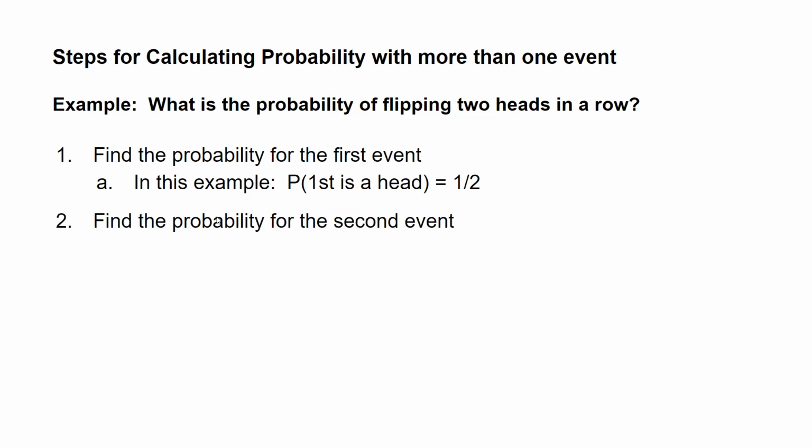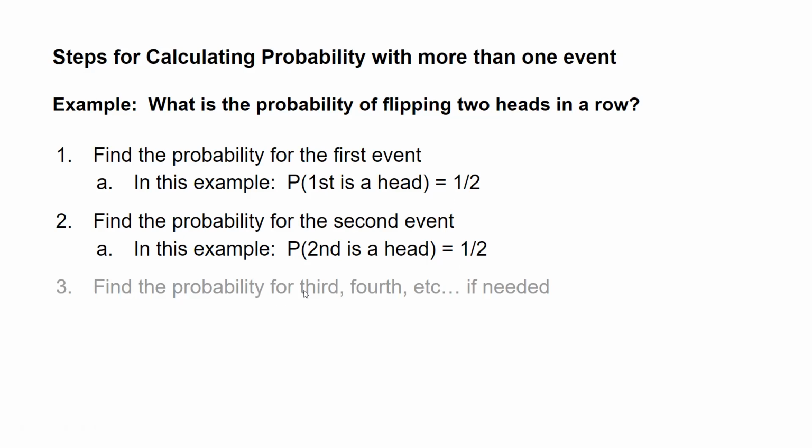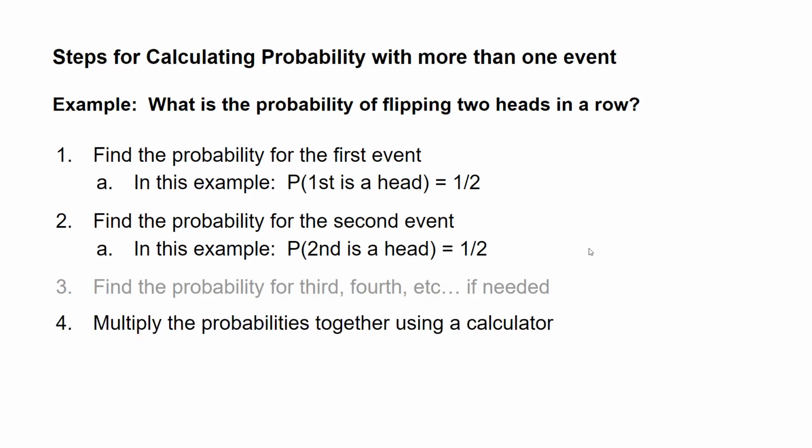Number two, what's the probability for the second event? The probability that the second is a head is also 1/2. It will always be 1/2 for a coin. So now we have the probability of our two events. If we had a third, fourth, fifth event, we would have to find those probabilities, but that doesn't apply. In this case, we just have two events.